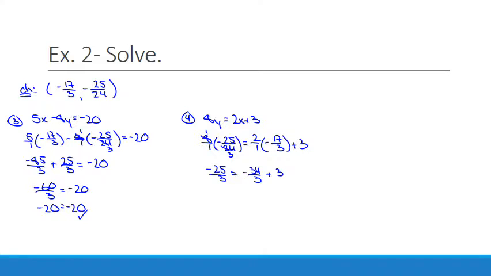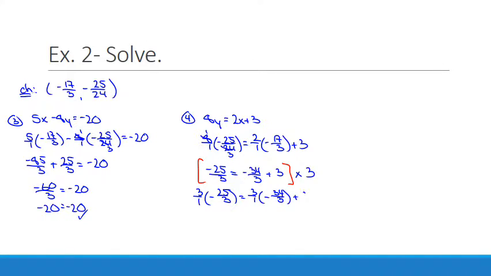Now, let's say you don't like the fractions and this is confusing you. Then multiply to get rid of them. You don't need to here, but let's say you just didn't like it. Again, check out your denominators. They're both 3s, so I just multiply the whole thing by 3. So I'd get 3 over 1 times negative 25 over 3 equals 3 over 1 times negative 34 over 3.